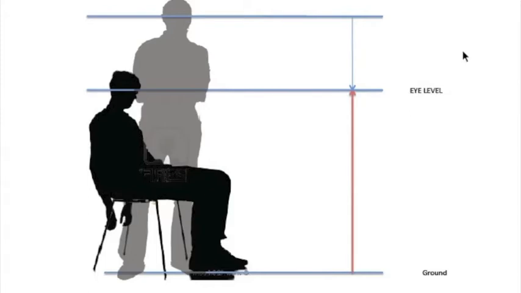Another thing about eye level is if you change your position vertically, if you sit down, if you lie down, if you stand up on a ladder, if you go up on your roof, if you go hang gliding, you have changed your eye level. So eye level always relates to you when you're looking at something.